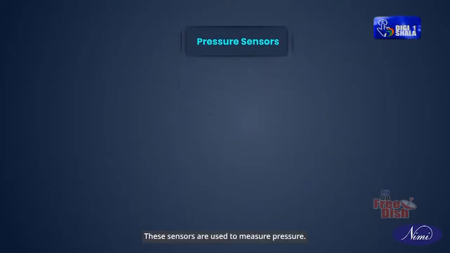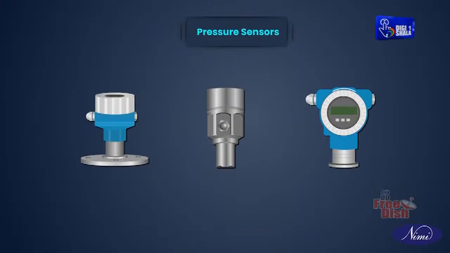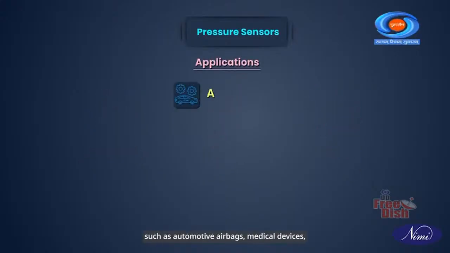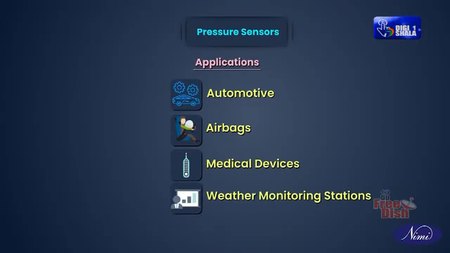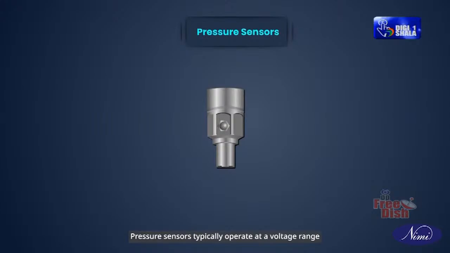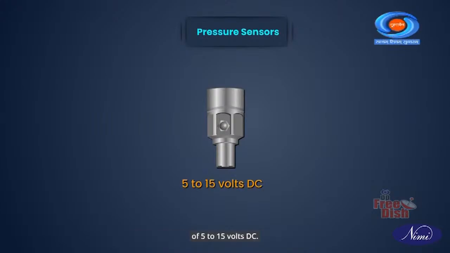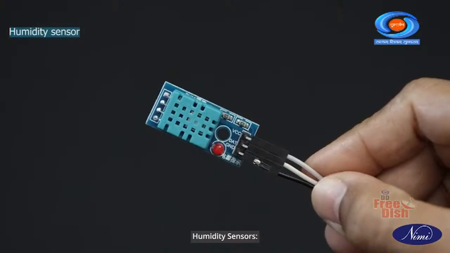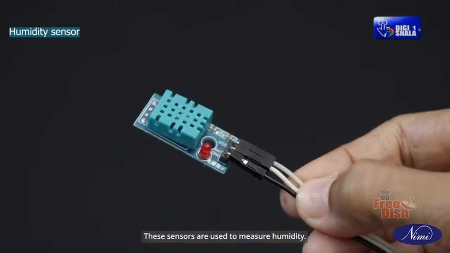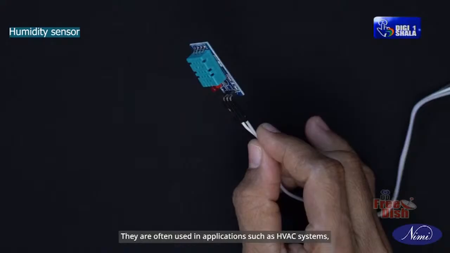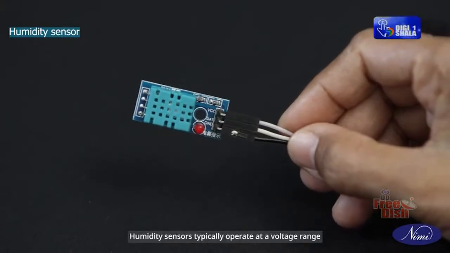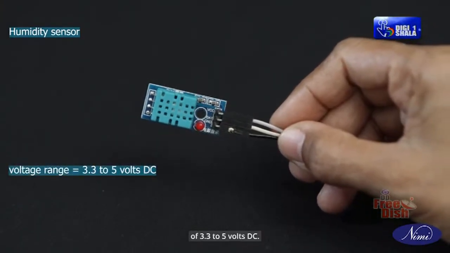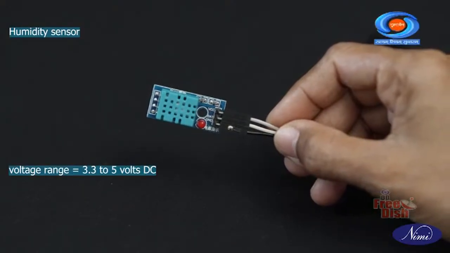Pressure sensors. These sensors are used to measure pressure. They can be used in various applications such as automotive airbags, medical devices, and weather monitoring stations. Pressure sensors typically operate at a voltage range of 5 to 15 volts DC. Humidity sensors. These sensors are used to measure humidity. They are often used in applications such as HVAC systems, greenhouses, and weather monitoring stations. Humidity sensors typically operate at a voltage range of 3.3 to 5 volts DC.